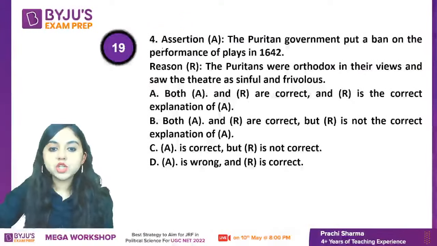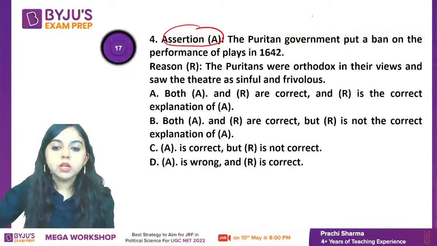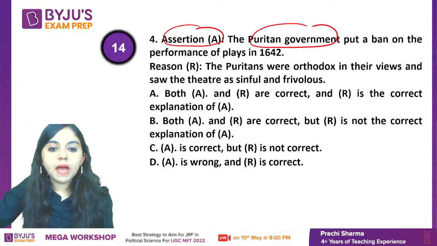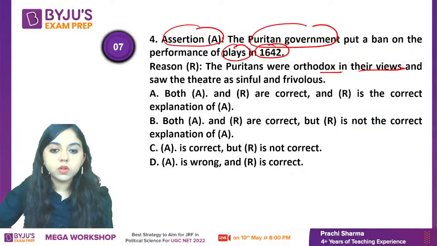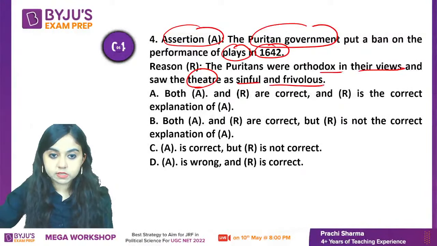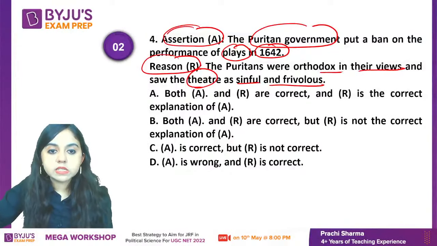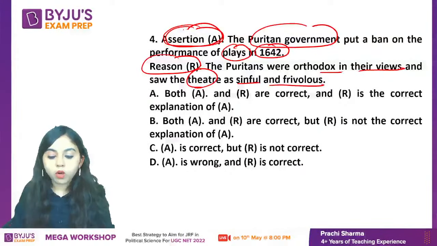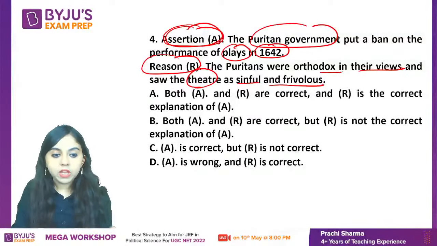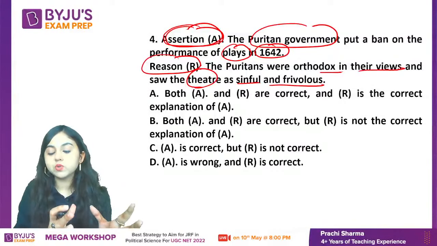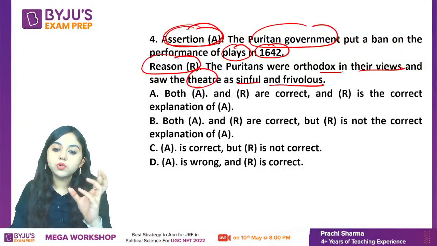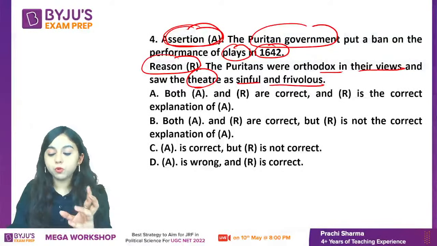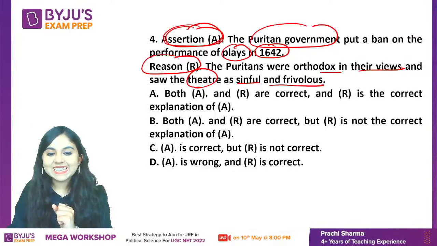Okay, there's an assertion and reason question. Assertion: the Puritan government put a ban on the performance of plays in 1642. Reason: the Puritans were orthodox in their views and saw theater as sinful and frivolous. This is the reason statement, and this is the assertion statement. You have to tell us which of the following are true. I hope the New Atlantis question is clear to everybody. The state-sponsored educational institute is Salomon's House. Bensalem is the utopian place. Please keep that in mind. It's a fictional prose work that we're talking about. Excellent. A is the right answer.